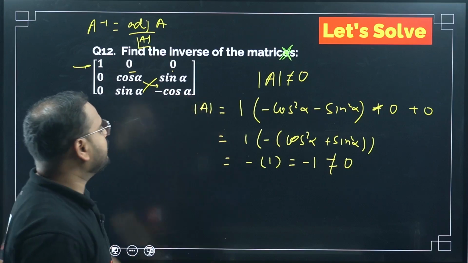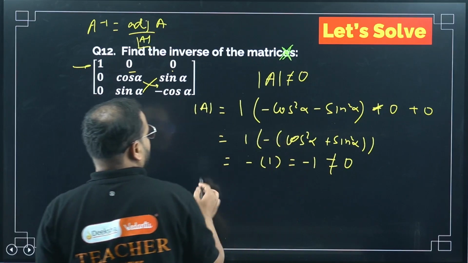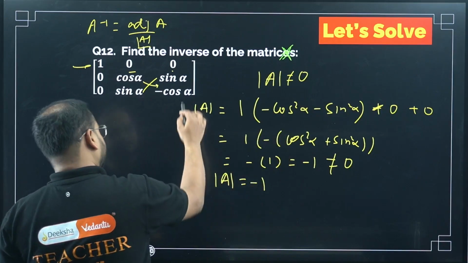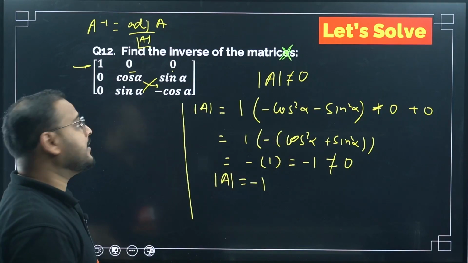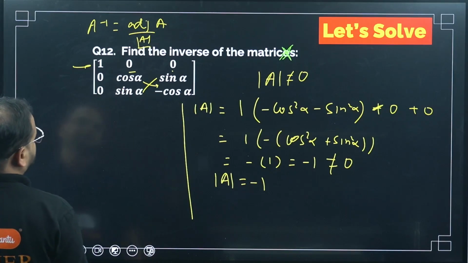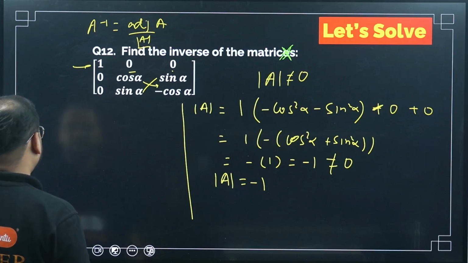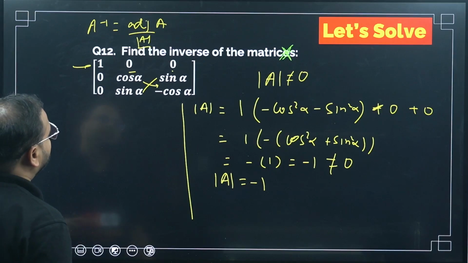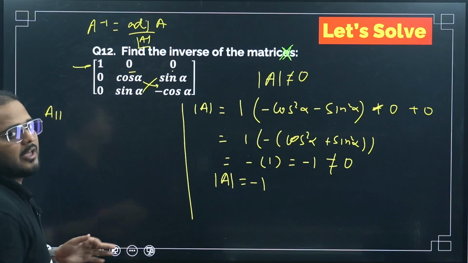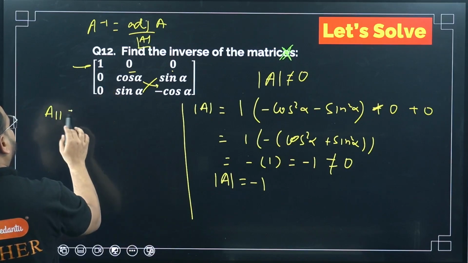So determinant, I know my determinant value is what? Simply minus 1. I have to find my cofactors, my adjoint actually. So please check. If I'm doing for adjoint, I'll take some effort. So let me do for the first one, A11, for the first element. I want to get what?